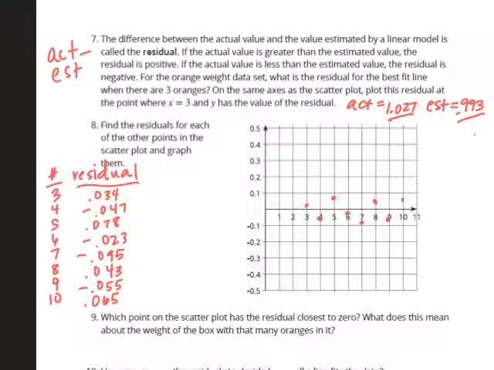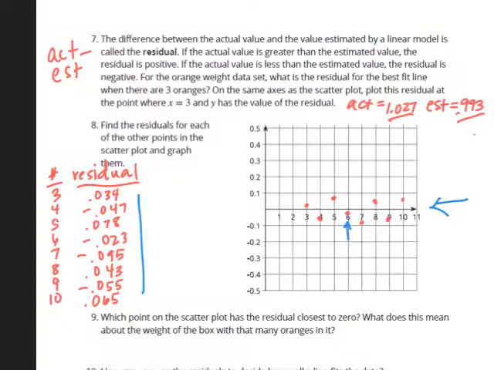Okay, so over here we can see the residuals, and here's our scatter plot. Let's look at the questions now. 9, which point on the scatter plot has the residual closest to 0? So I can see right here it's when there's 6 oranges. What does this mean about the weight of the box with that many oranges in it? It means that the actual weight is very close to the model weight or the estimated weight.